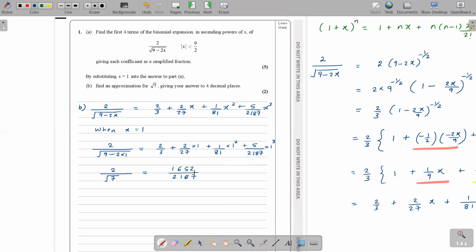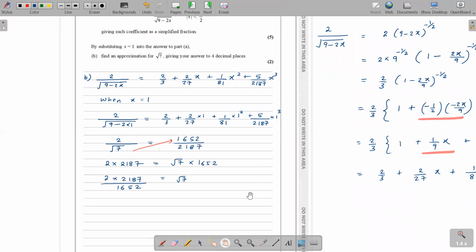And then all you have to do is what? Make root 7 the subject. If you want, you could rationalize up and down with root 7 and then make root 7 the subject, or you could take root 7 here and take these to the other side. Which one do you prefer? You take the root 7 here and take these two terms to the other side. So here basically 2 times 2187, root 7 times 1652. You can do it at once, right? There's no need to waste steps. You can do this at once without writing it in 2 steps. So 2 times 2187 over 1652.